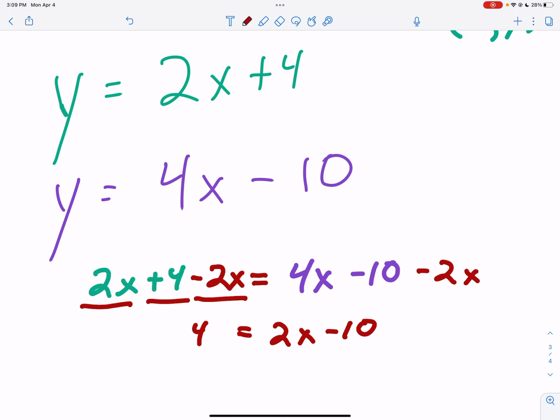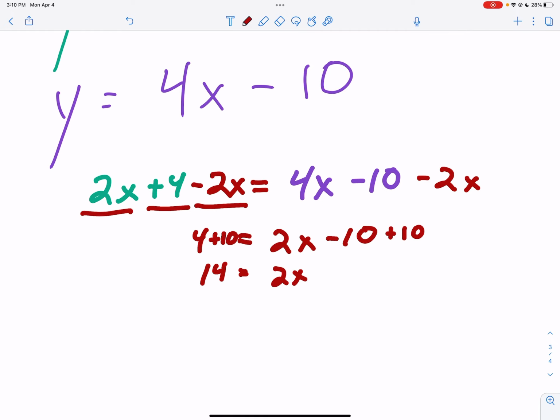So that's one thing, and then I can add 10 to both sides. So let's go ahead and add 10 to both sides. And on the left side, I get 14. On the right side, I get 2x minus 10 plus 10, so these two cancel out. So I can write it as 2x plus 0. Mr. X, stop writing the plus 0. You're right. I don't know what I was thinking.